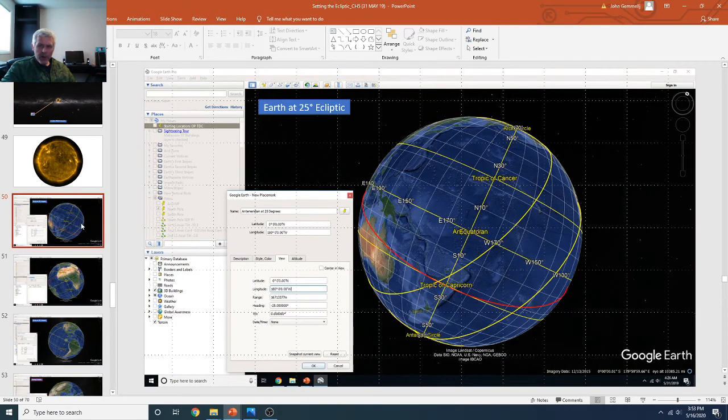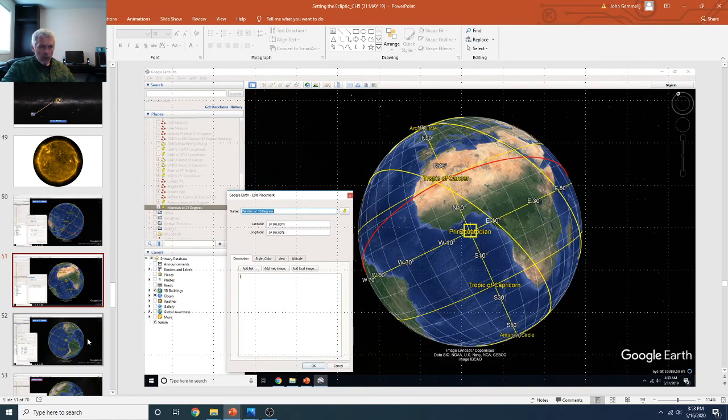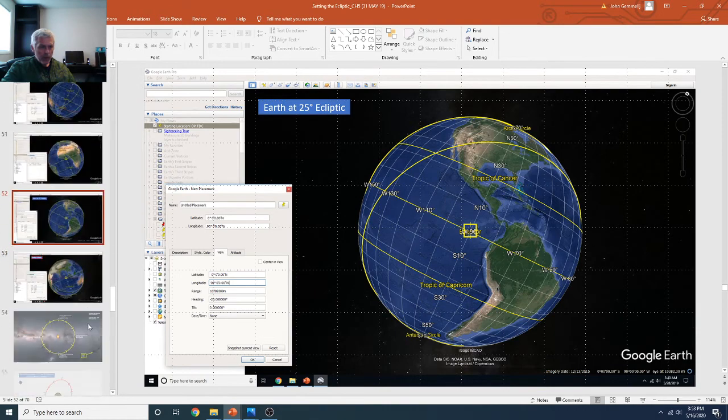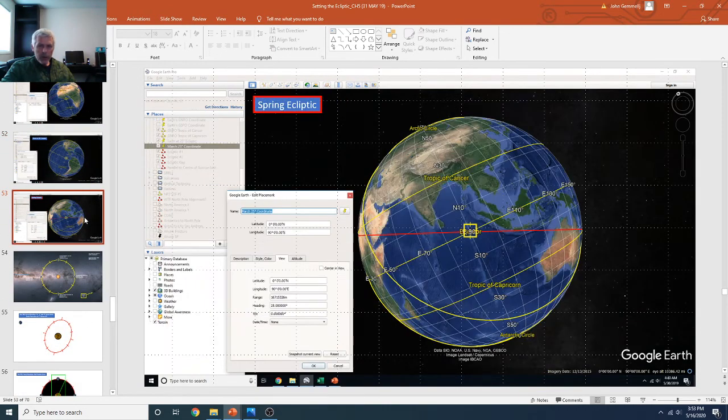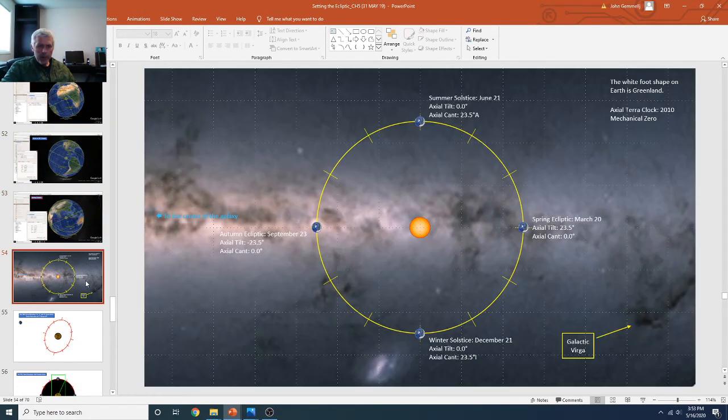And then we have a whole bunch of stuff going on here. Earth at a 25-degree ecliptic. More complicated stuff. Spring ecliptic. Yep, got all that. Okay. And here's a face-on, head-on view of our solar system once again. The white foot shape on Earth is Greenland, in case you haven't noticed that already. The axial Terra clock was based on 2010, and the mechanical zero. This is my mechanical zero.